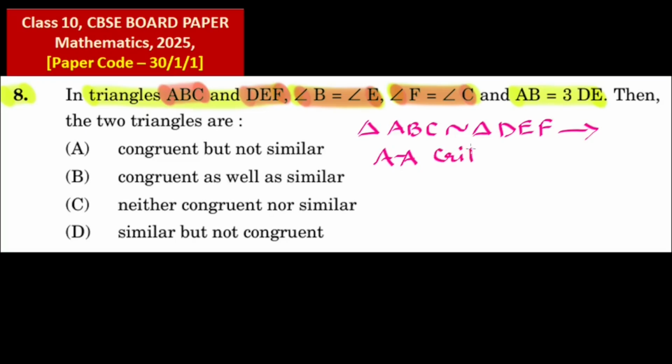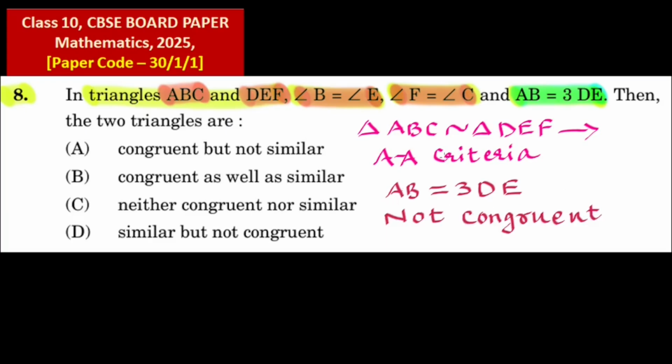It is given AB equals 3DE. That means corresponding sides of the two triangles are not equal. So these triangles are not congruent. Therefore, these two triangles are similar but not congruent. Hence, the correct answer option is D, similar but not congruent.